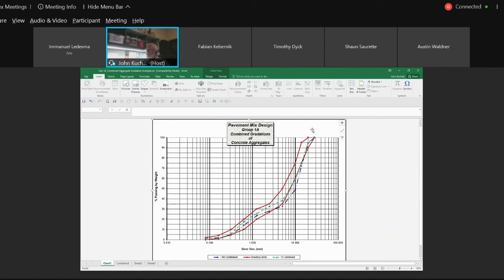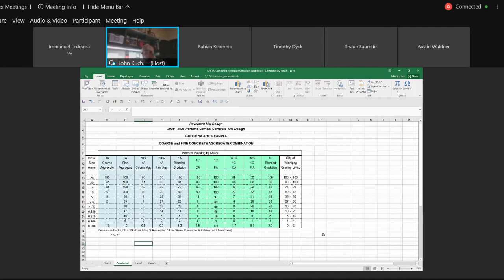And again, you put a title on your graph: Pavement Mix Design Group 1A, Combined Gradations of Concrete Aggregates. I insist that you have a title and your group number, because, for example, if I didn't have my group number here, and I found this graph lying on the floor, whose is it? Where did it come from? Put a title on it. If you were plotting just the fine aggregates, you'd say gradation of fine concrete aggregate. Any questions on this here?